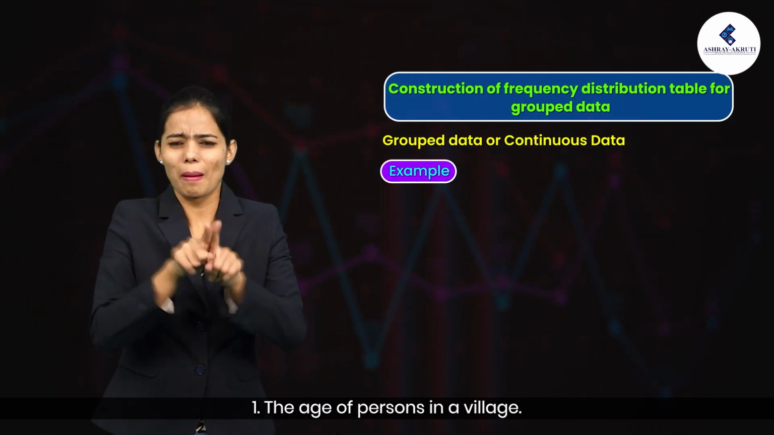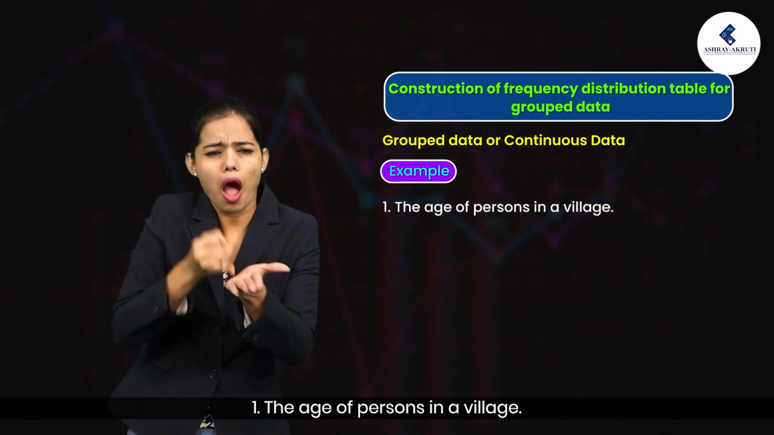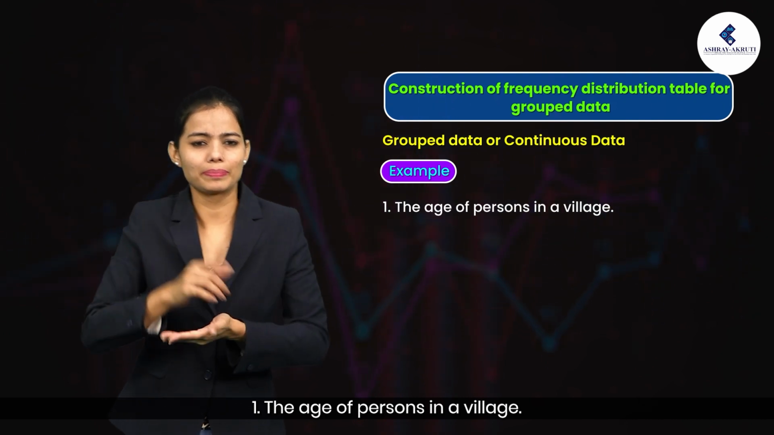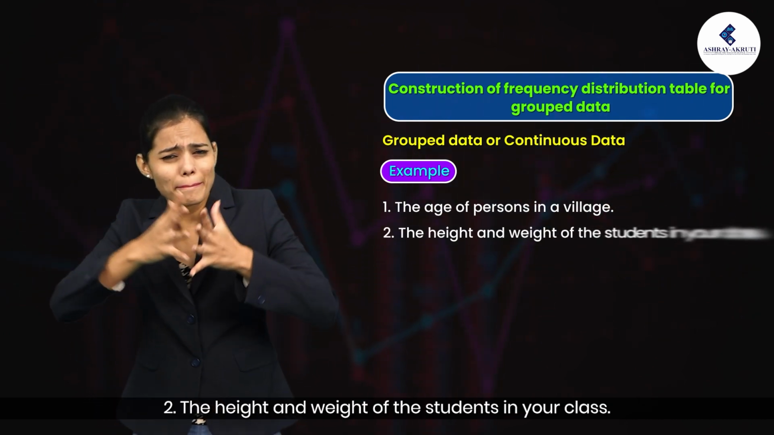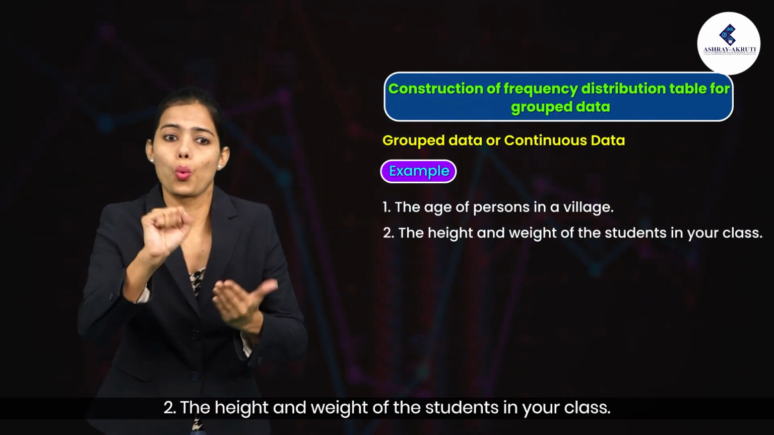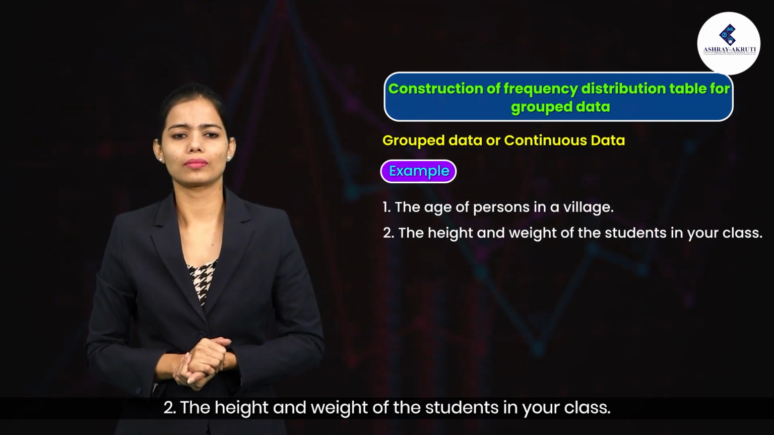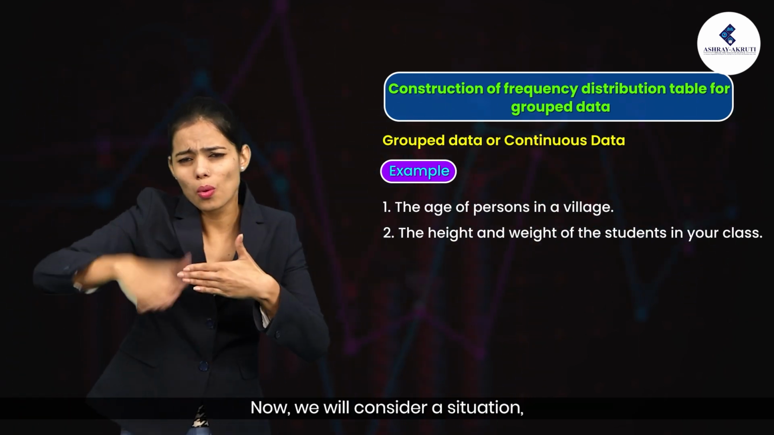Example: the age of a person in a village. The height and weight of the students in your class. Now, we will consider a situation.